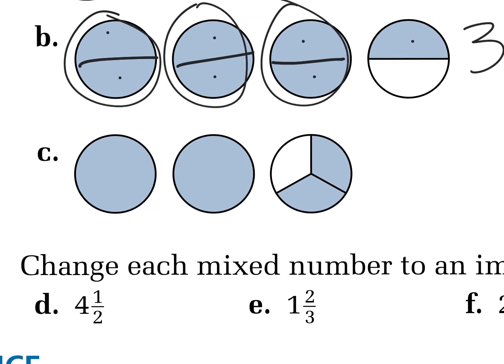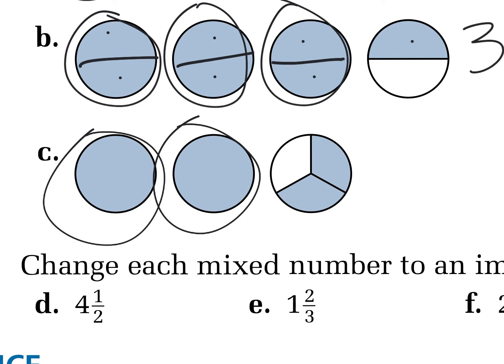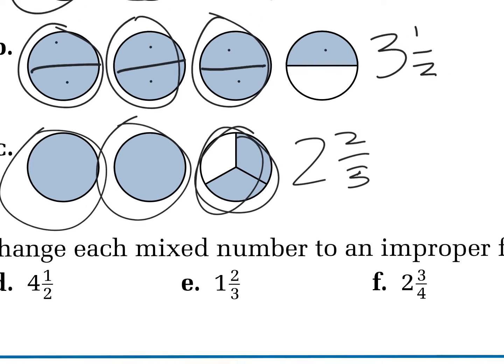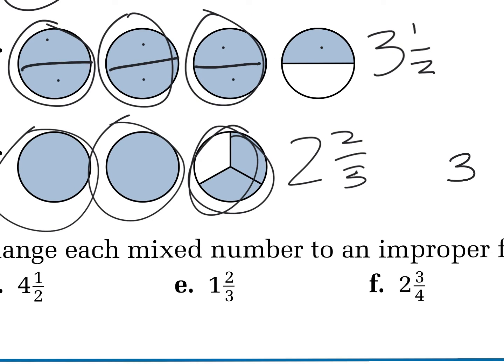And then C, I see that my denominator is 3, so I have 1, 2 wholes, and then 2 thirds, because this is divided into 3. So I know my denominator is going to be 3, and I need to divide my other wholes into 3 and count. I have 1, 2, 3, 4, 5, 6, 7, 8. 8 thirds.